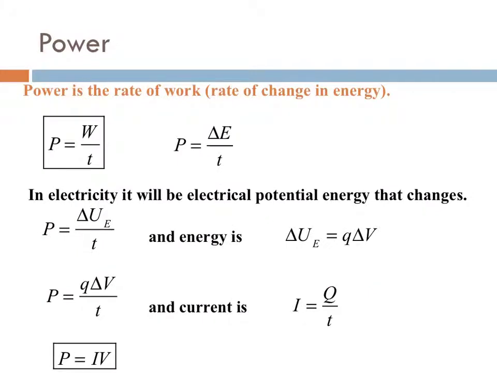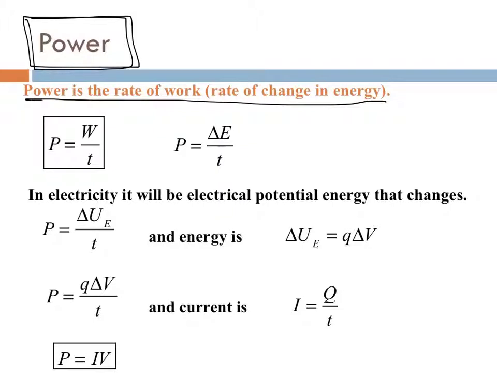Again, one of the very important concepts in this unit is also power. Now, power is the rate at which work is done. This is something that we saw in mechanics. Another way to say that is rate of change in energy. So we saw this equation before: power is equal to work over time. Power, which is in units of watts, is equal to work, which is in units of joules, over time, which is in units of seconds. So again, a watt is a joule per second.